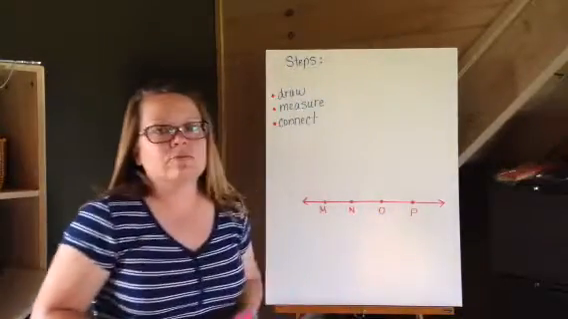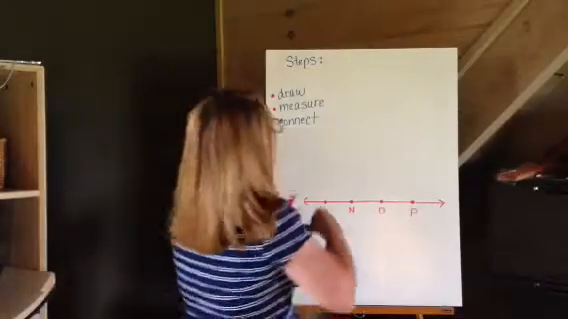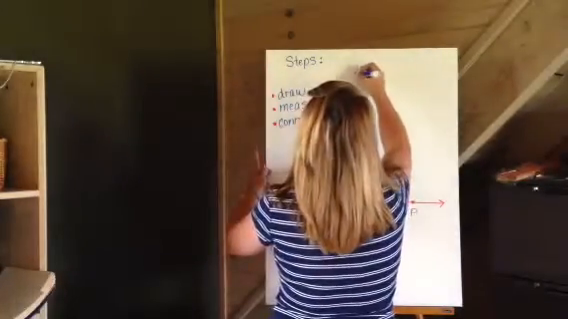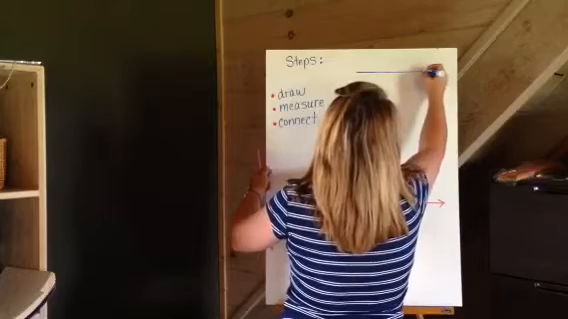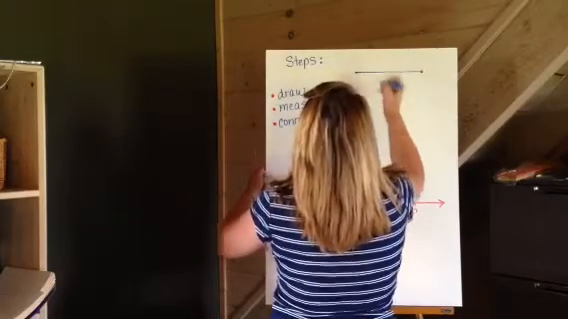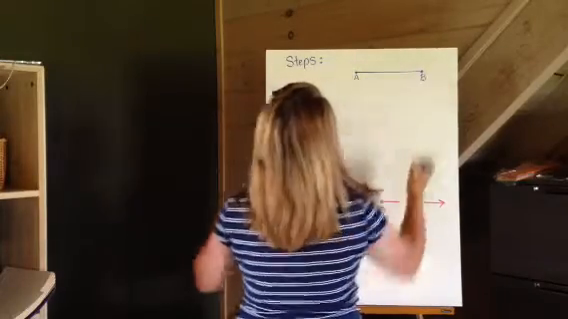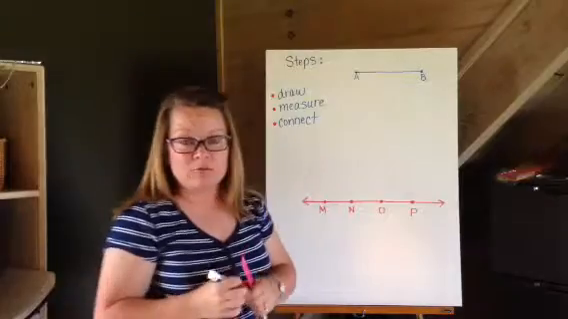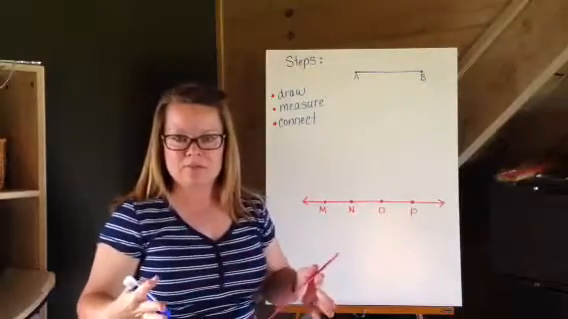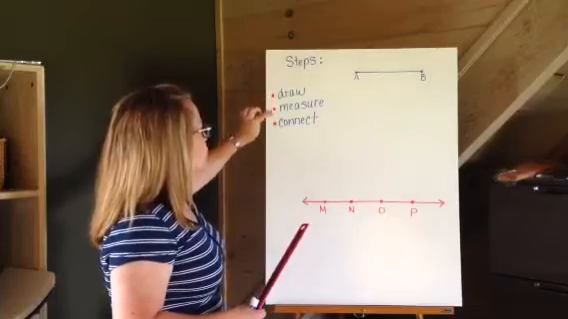Okay, let's say that I'm going to copy a line segment. Of course you are going to use a straight edge, don't freehand it. Let's say that this is my line segment, and I want to copy that. I want it to be exactly the same. So how am I going to do that? Well, I put draw, measure, and connect.